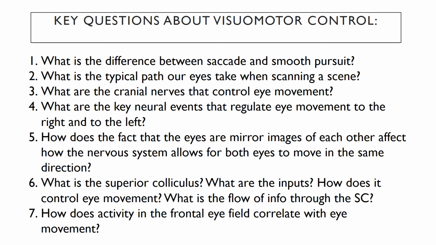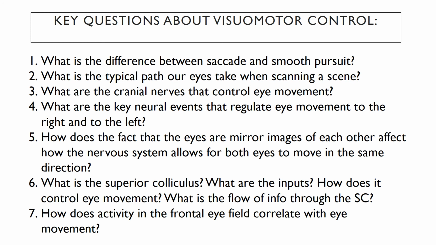What are the cranial nerves that control eye movement? What are the key neural events that regulate eye movement from the left and the right? Pay very close attention to this question because this is obviously related to diagrams. How does the fact that the eyes are mirror images of each other affect how the nervous system allows for both eyes to move in the same direction? For this question, the medial reticular formation is really important for that.